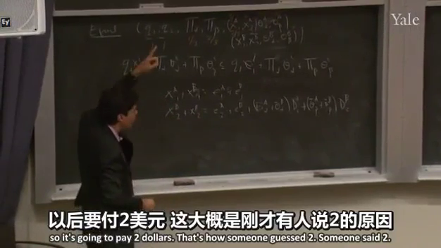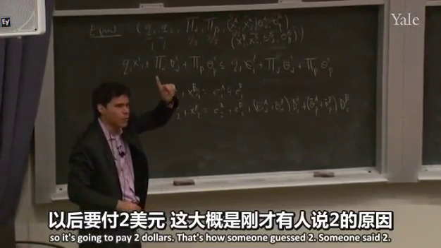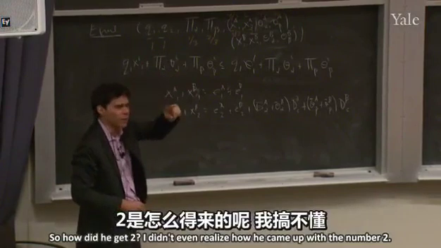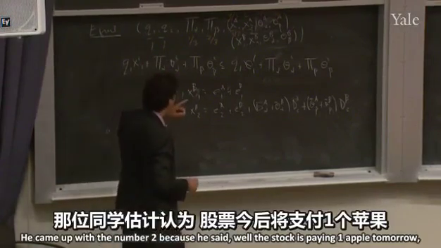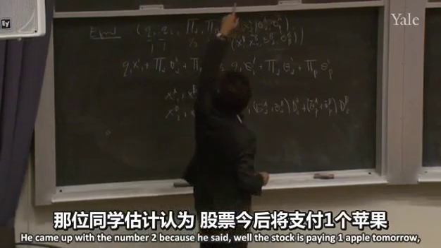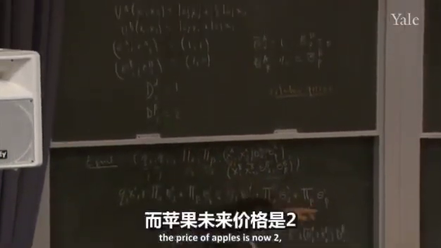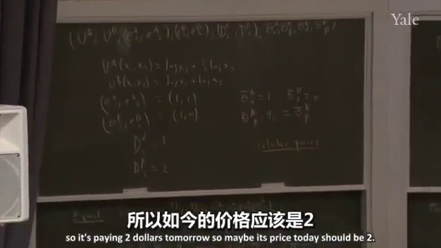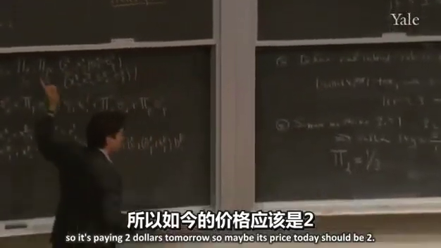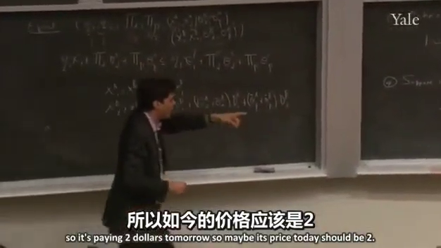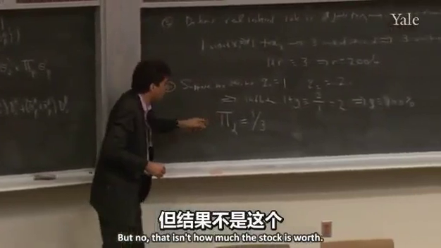so it's going to pay $2. That's how someone guessed 2. Someone said 2. How did he get 2? He came up with the number 2 because he said, well, the stock is paying 1 apple tomorrow. The price of apples is now 2, so it's paying $2 tomorrow. So maybe it should be worth $2. Its price today should be 2. But no, that isn't how much the stock is worth.